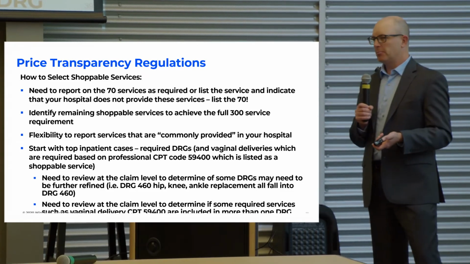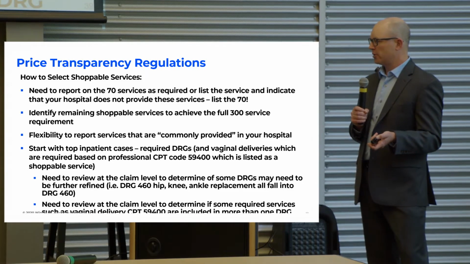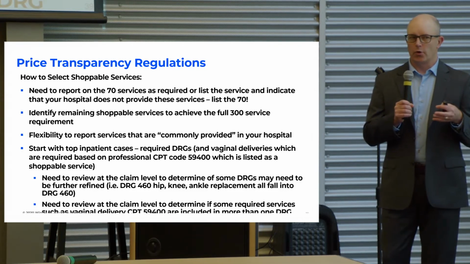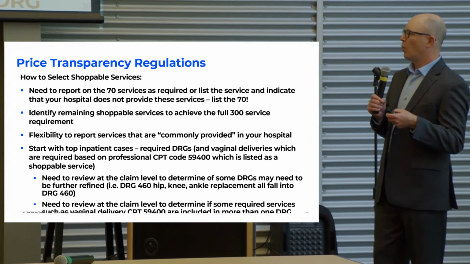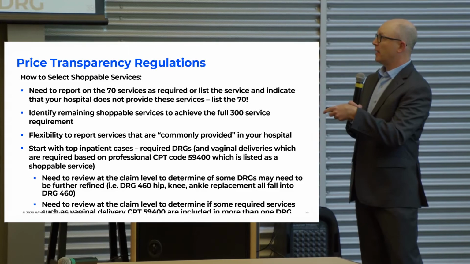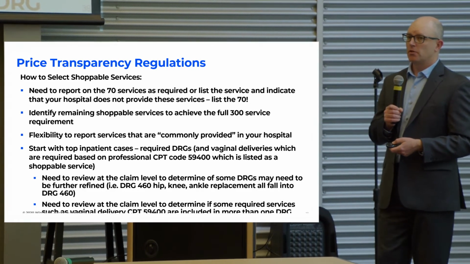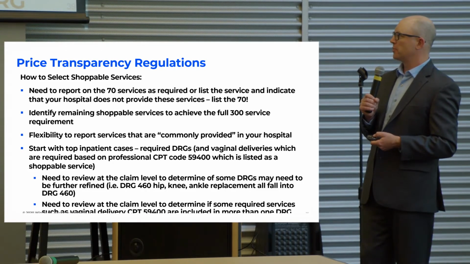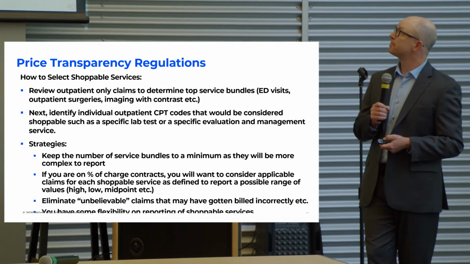You start with the top inpatient cases, and you look at what the required DRGs are. You might need to get with your billing people and your claims people to determine which services you need to include, because the example we have here, DRG 460, could be 3 different procedures. So you really need to drill down at the claims level to figure out which shoppable services to put in there, based on the more popular ones at your hospital.